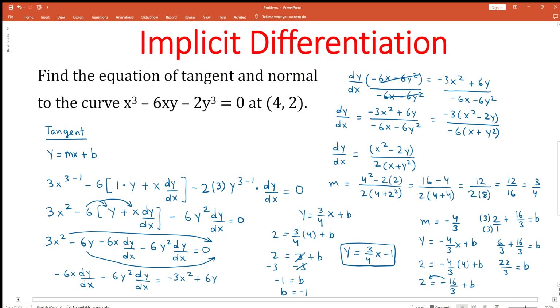Now we can use this value of b to write the equation of the normal line. The slope is negative 4 over 3 and the y-intercept is 22 over 3. This should be the equation of the normal line in slope-intercept form. So these are the steps you have to keep in mind to solve a problem like this one.